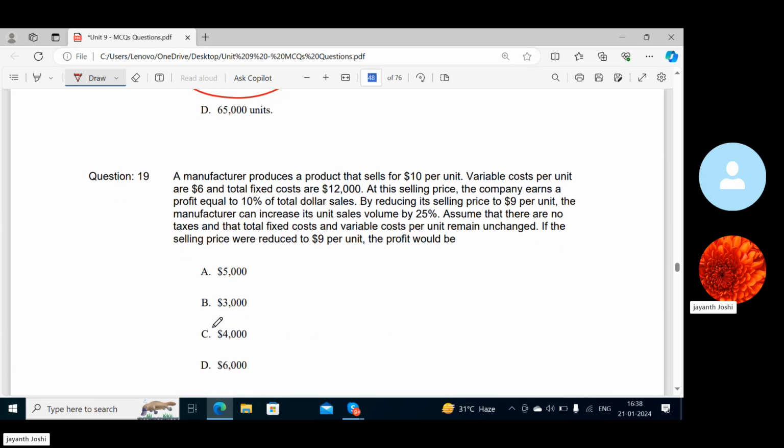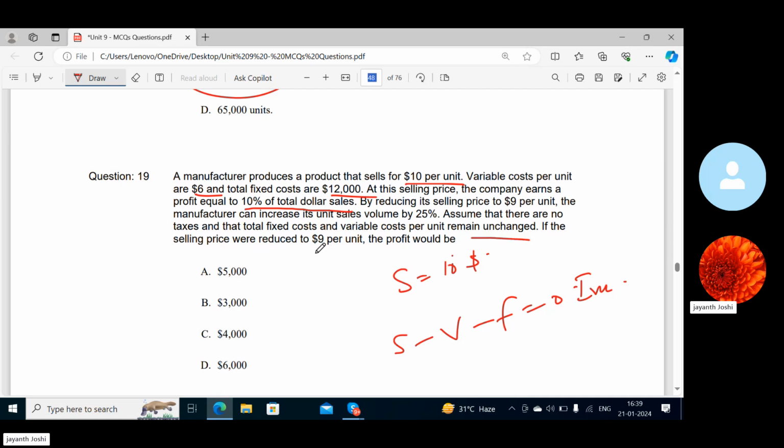A manufacturer produces a product that sells for $10. So selling price is $10. Variable cost per unit 6, fixed cost 12,000. At this selling price, the company earns a profit equal to 10% of total dollar sales. So sales minus variable cost minus fixed cost is equal to operating income, because again, assume that there are no taxes and that total fixed cost and variable cost per unit remain unchanged.